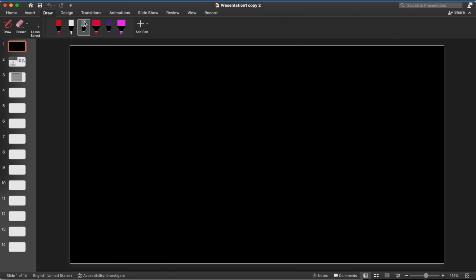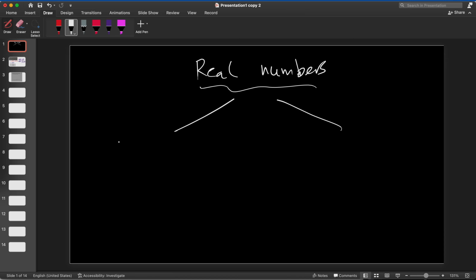So today we're going to talk about real numbers, and of course, for Sec 1 to Sec 4, you don't have to worry about unreal numbers. All right. So let's focus on real numbers. And under real numbers, you have rational and irrational numbers.